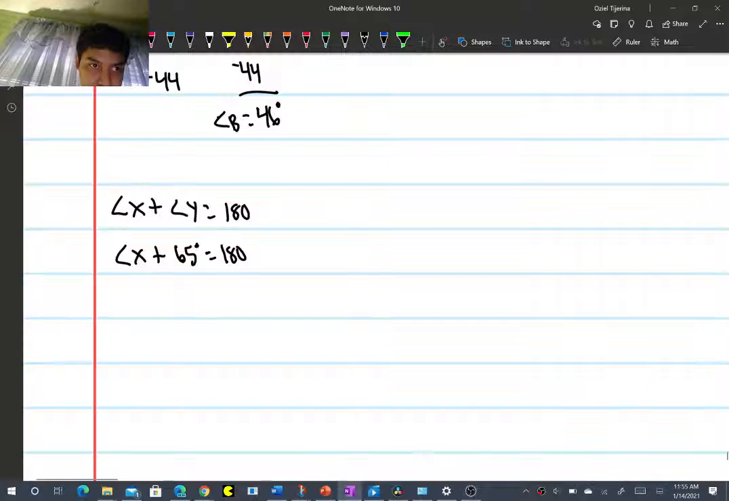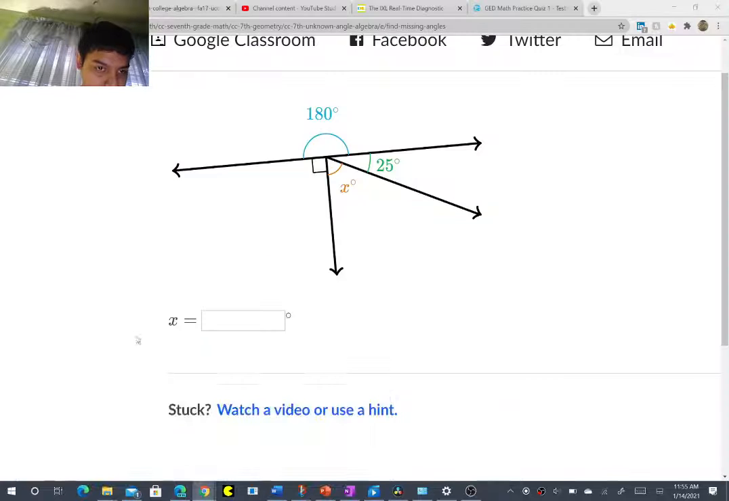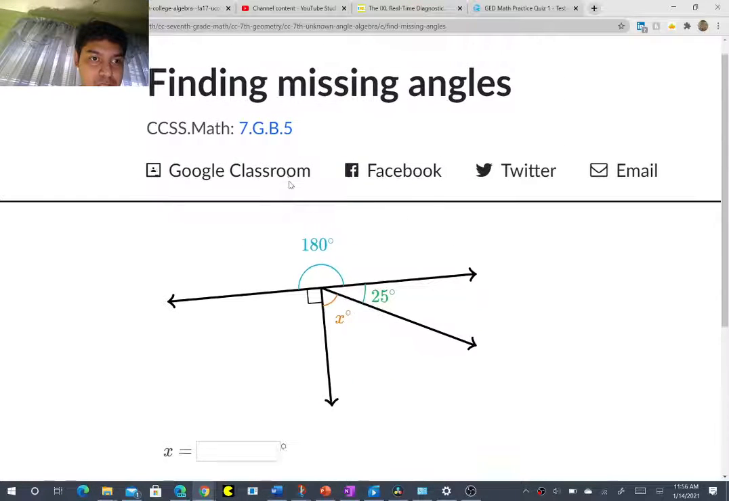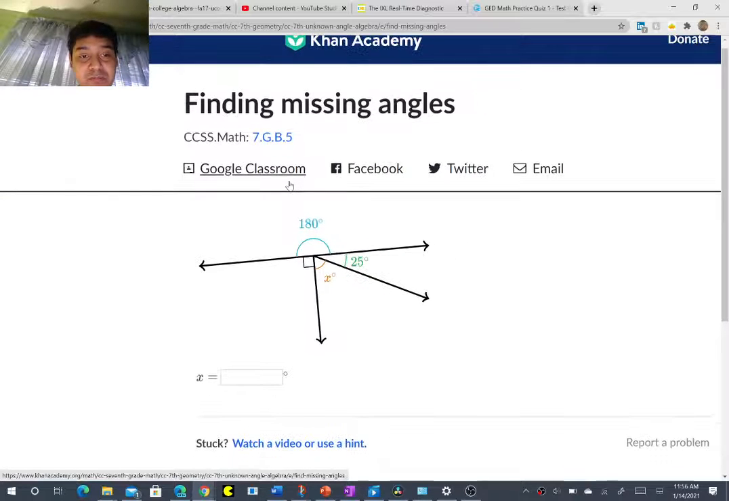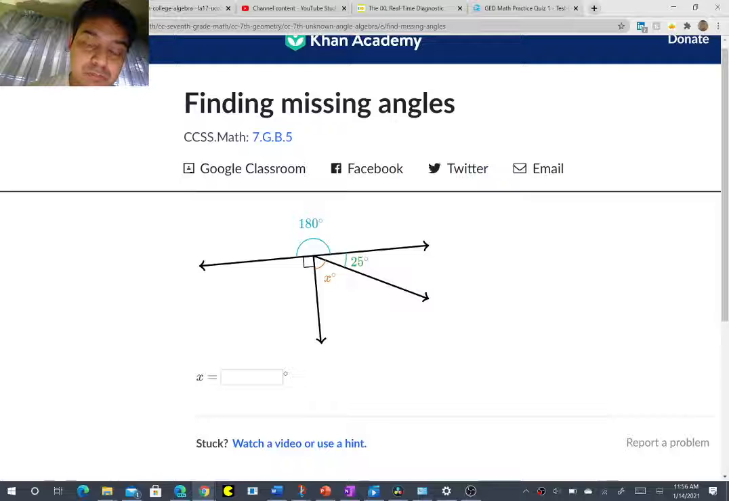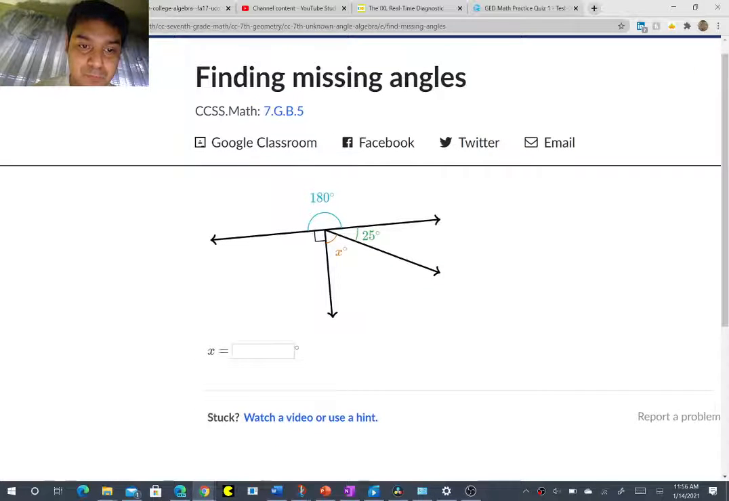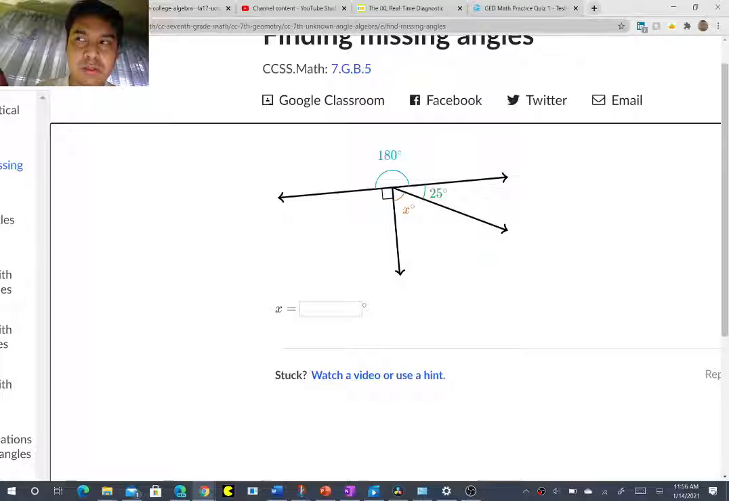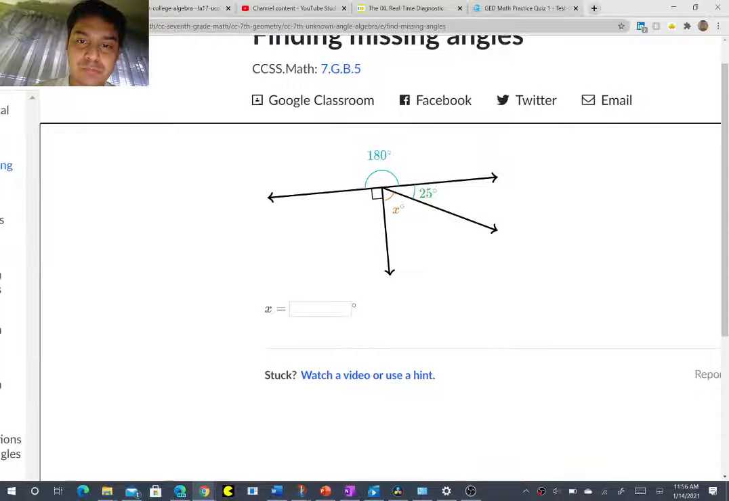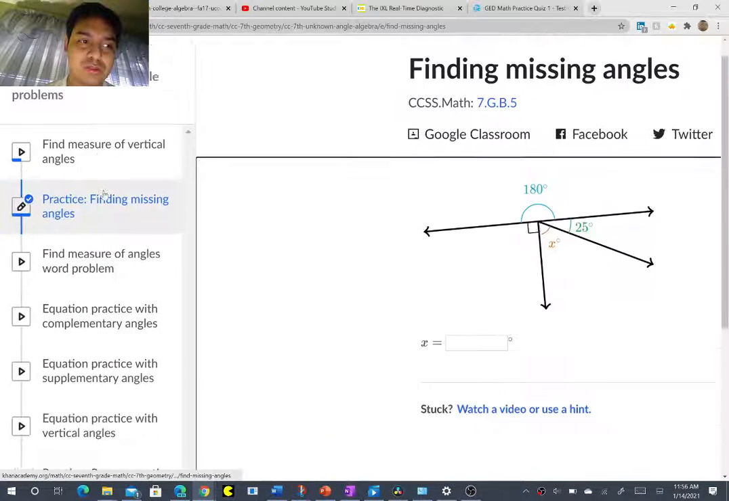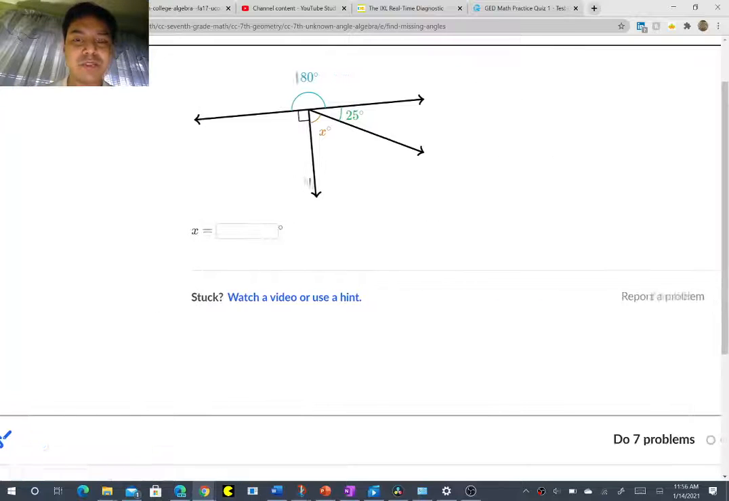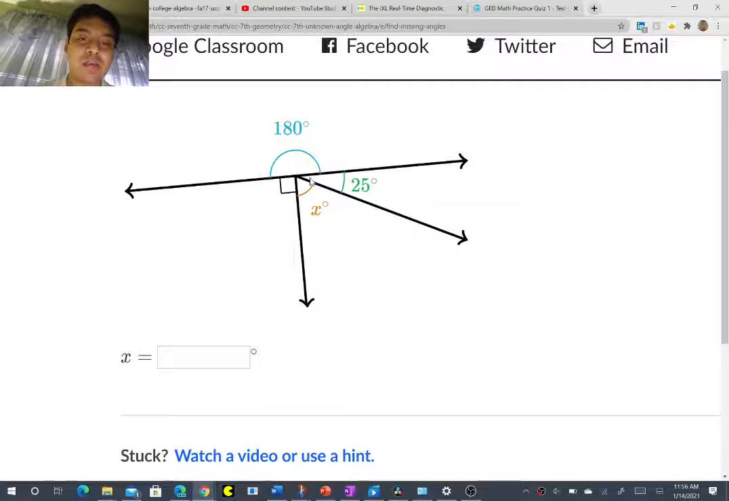So in this video, we're gonna learn how to find missing angles. This is for geometry. I think in the last video I made, it was mostly supplementary and complementary angles. So now we have this problem here.